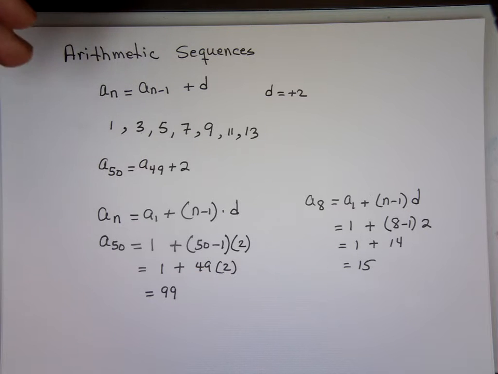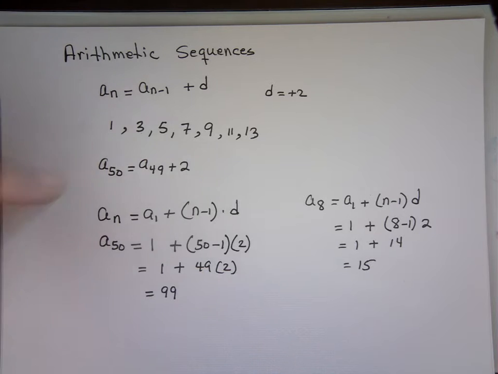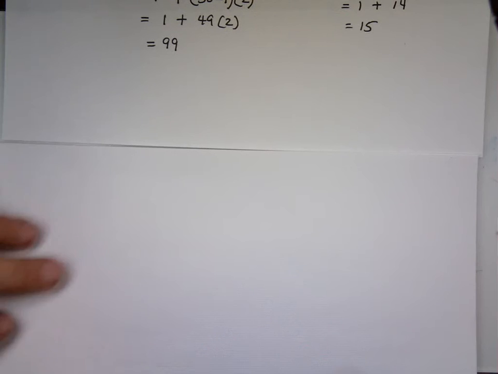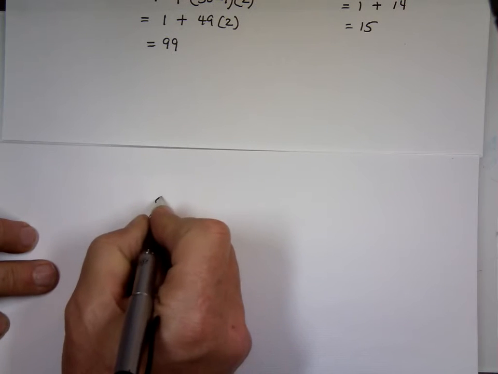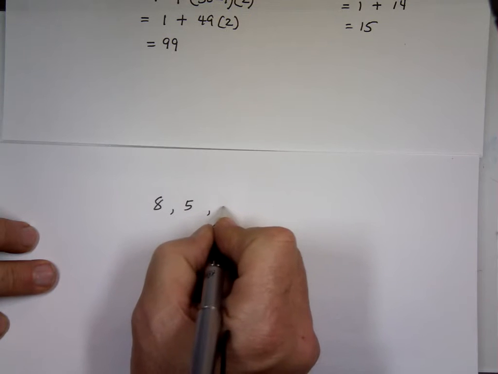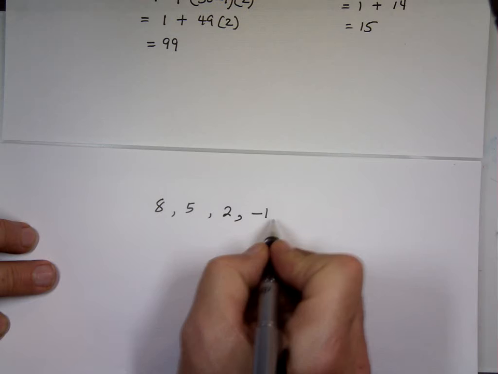So arithmetic sequence, the next number is always either addition or subtraction of the one before it. Not multiplication. It's either addition or subtraction. So I'll give you another one. I could have one that looks like this. 8, 5, 2, negative 1, and so forth.